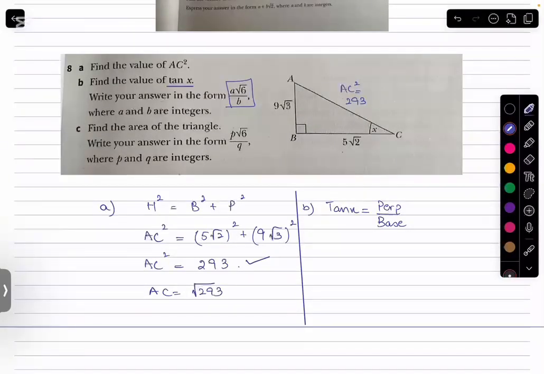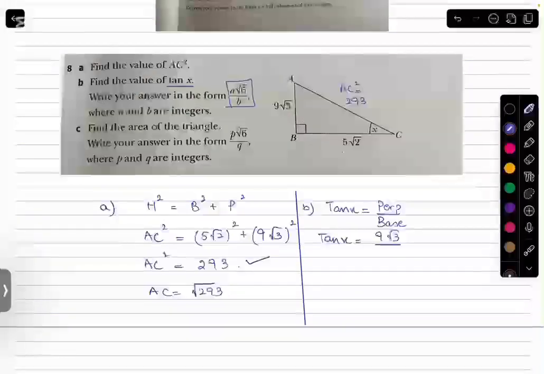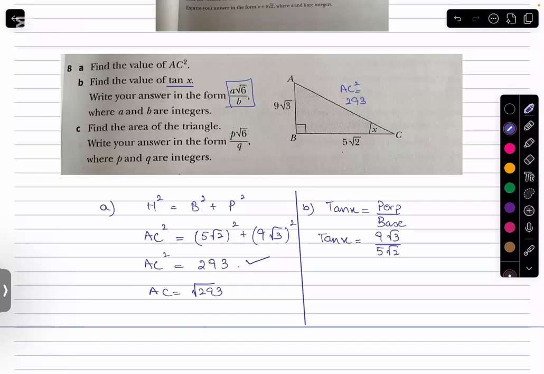So what is your perpendicular? What is the length of the perpendicular? 9 root 3. What is the length of the base? 5 root 2. Right? Is that so? Yes.